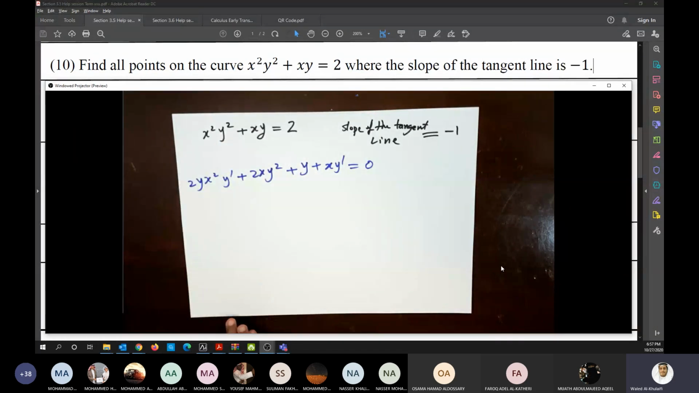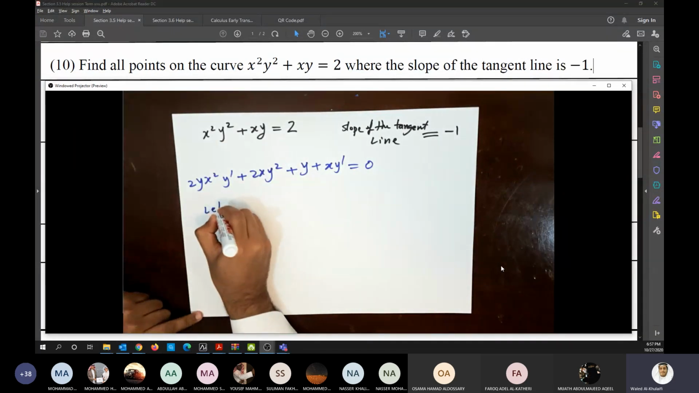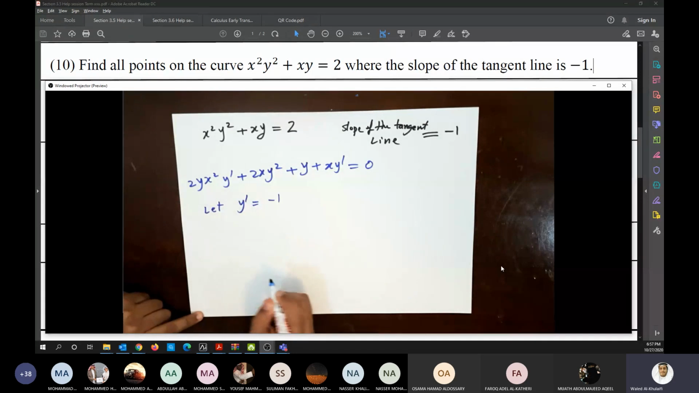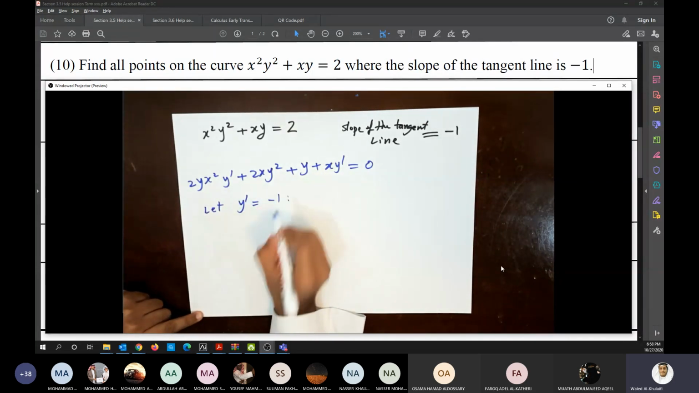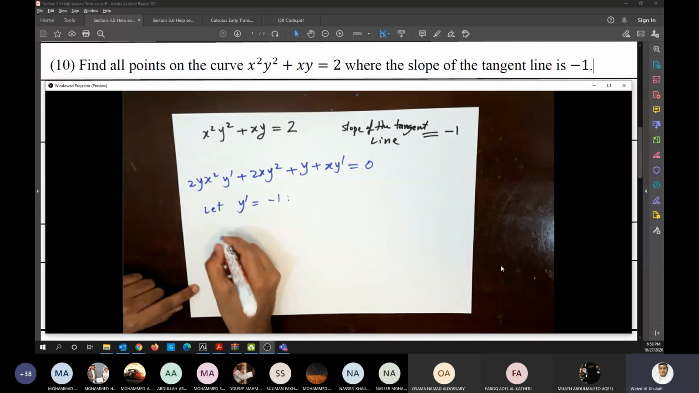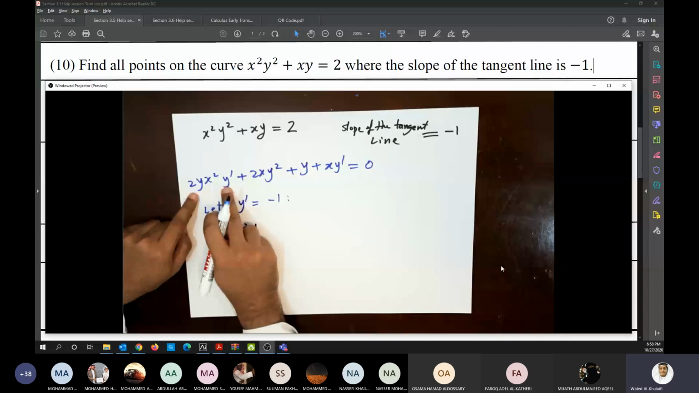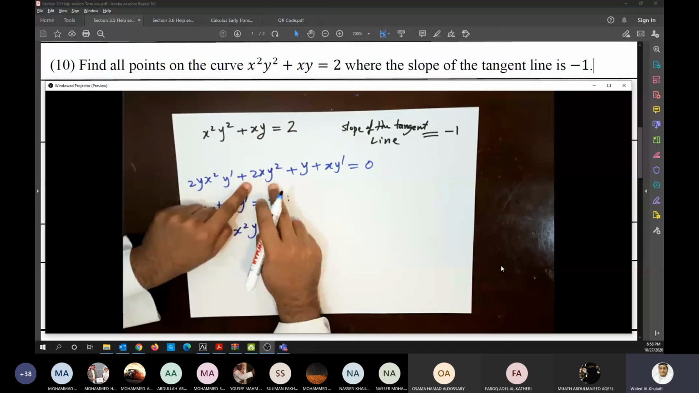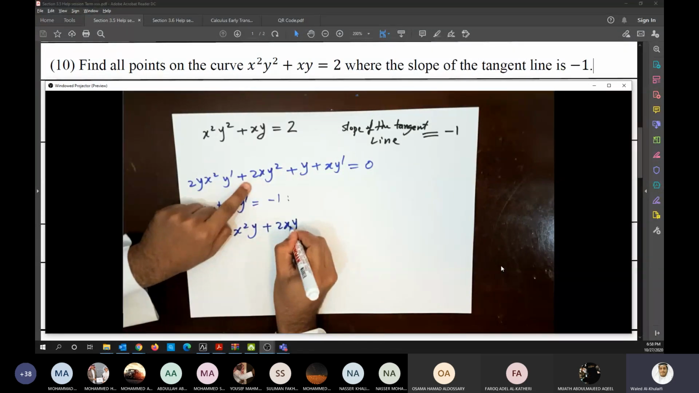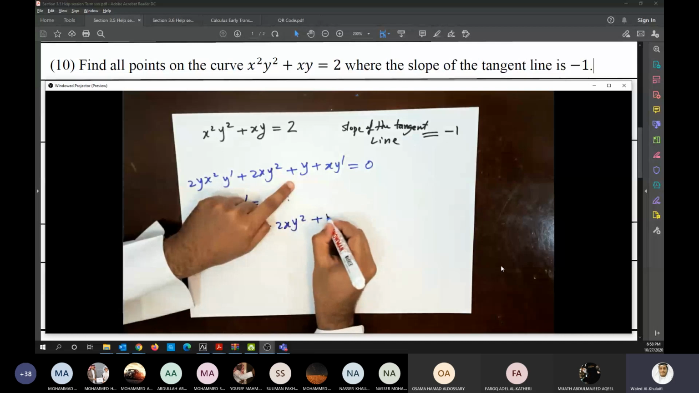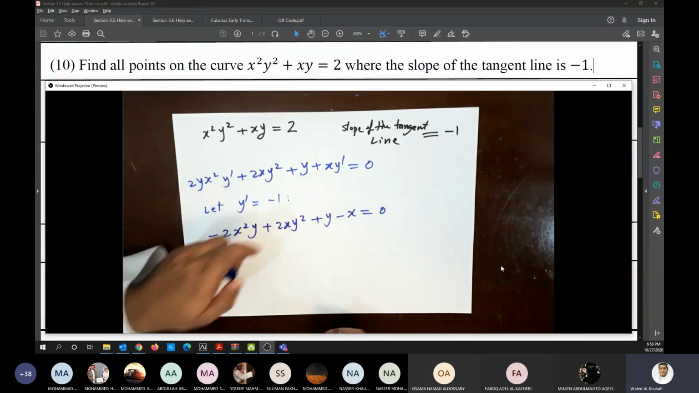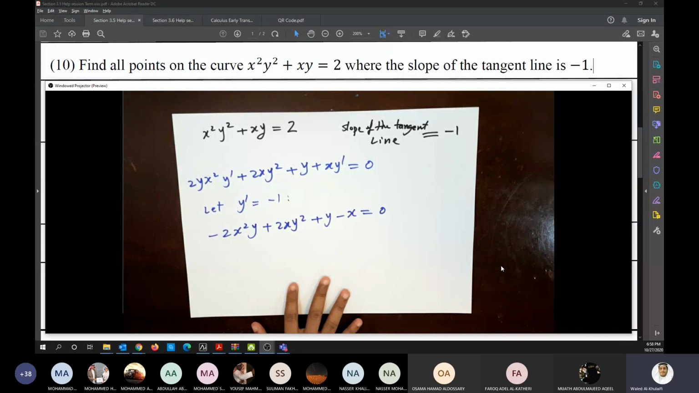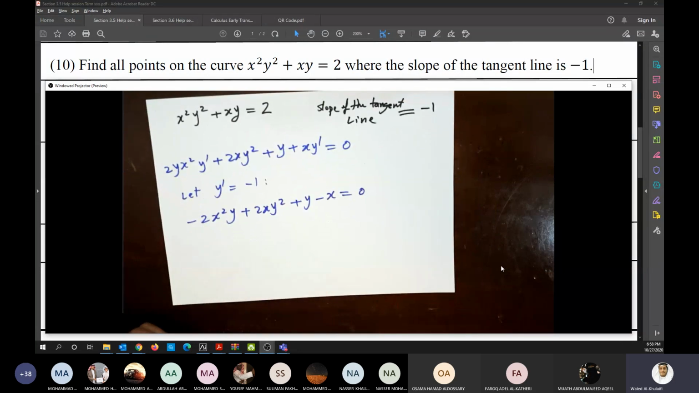I got this one. Now let y prime equal -1. Why? Because he told me that the slope of the tangent line is -1. So what will happen? I will substitute. So we have -2x squared y, and I did here. Then here there is no y prime, so I will write it as it is. And here there is no y prime, so we'll write it as it is. And there is a y prime here, so we have minus x equal to 0. Next, what is the objective, shabab? What does the question say?